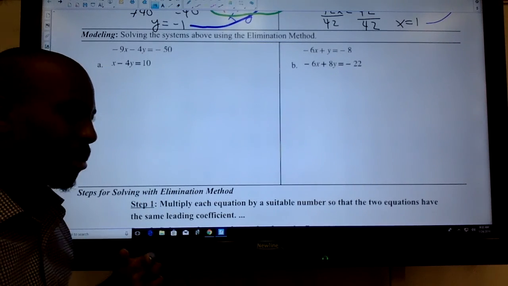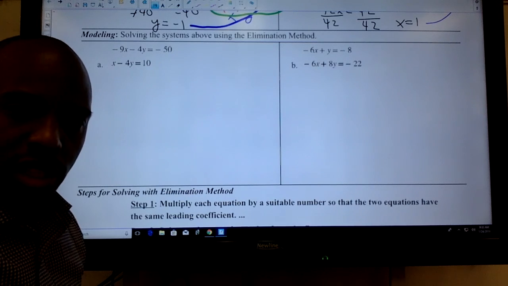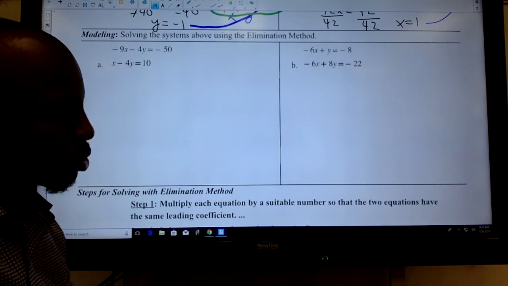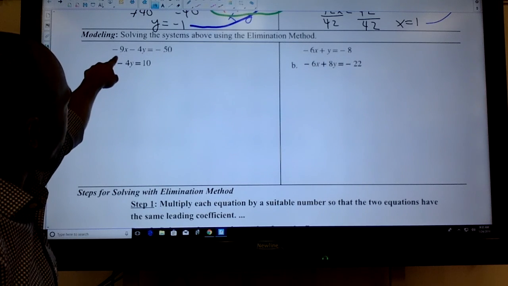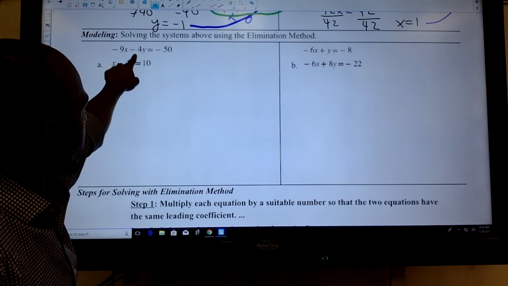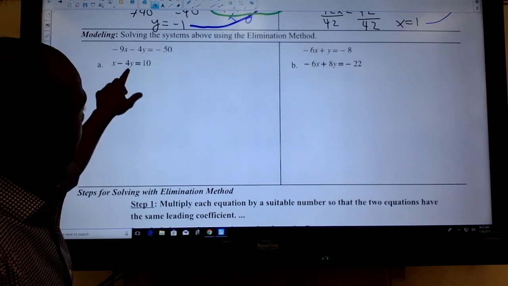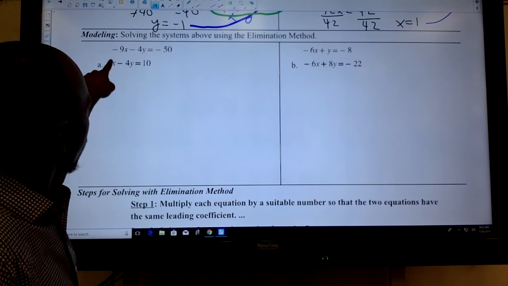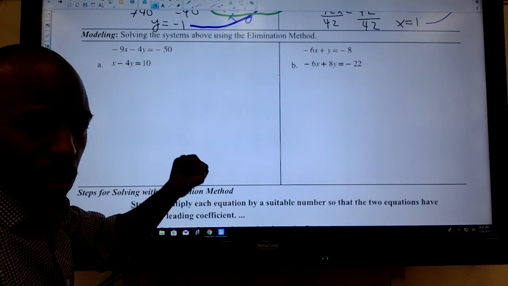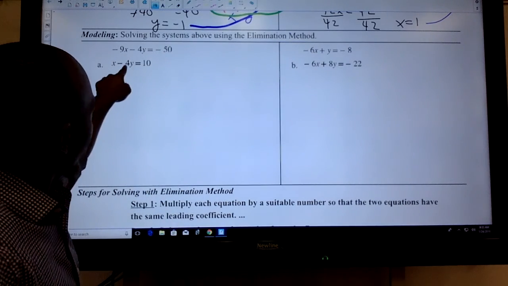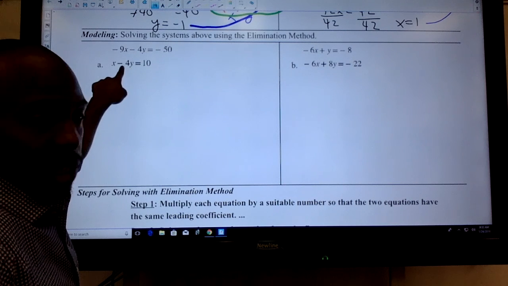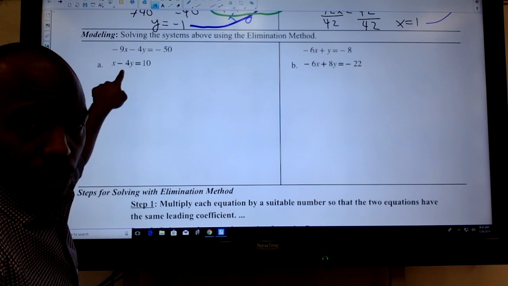Now, when we say we need to make sure the leading coefficient is the same for one of the variables, look at the leading coefficients of these variables. X here has a negative 9 leading coefficient. Y here has a negative 4 as a leading coefficient. When I go to the bottom equation, x has a leading coefficient of 1. So these do not have the same coefficient. We need to make sure they have the same coefficient. That is our goal. When I look at y's, oh, hold on. This y down here has a negative 4 as a leading coefficient. Negative 4 is the leading coefficient here.